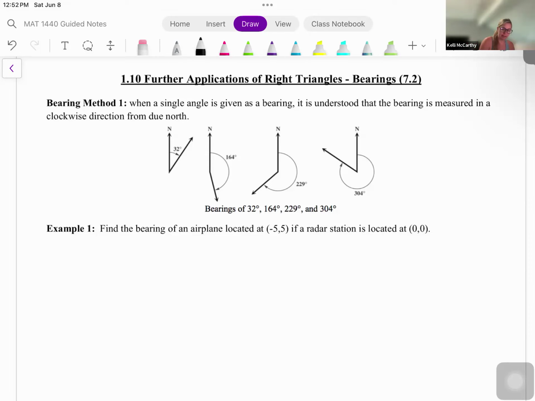The first method is when you are given just a single angle as a bearing. It's understood that the bearing is measured in a clockwise direction from due north. So this is our first method for a bearing.